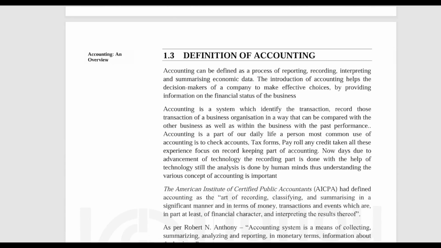And the next one is definition of accounting. Accounting can be defined as the process of reporting, recording, interpreting, and summarizing economic data. The introduction of accounting helps the decision makers of a company to make effective choices by providing information on the financial status of the business. Accounting is a system which identifies the transactions and records those transactions of a business organization in a way that can be compared with other businesses as well as within the business with past performance.